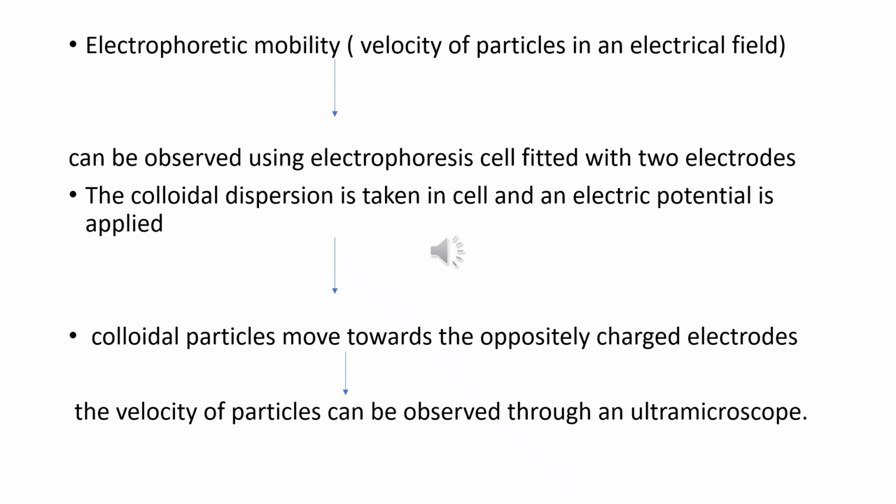We'll explain step by step. First, take the colloidal solution in an electrophoretic cell. Insert two electrodes, positive and negative, and apply electric potential. The charged colloidal particles will start moving. Observe the movement and measure the direction and the rate of movement.